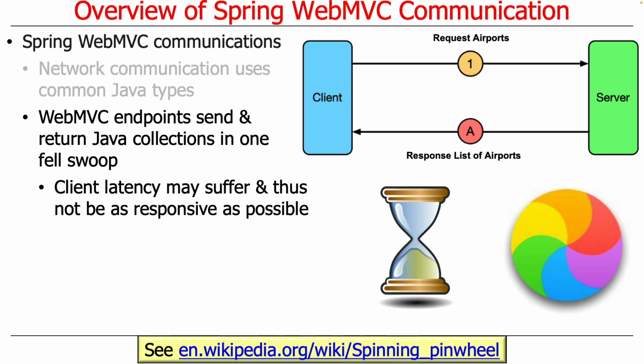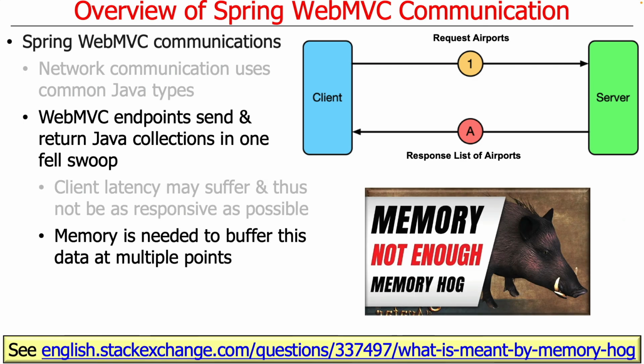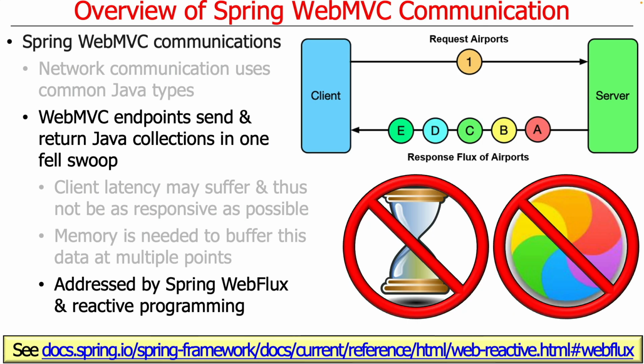The downside with this approach, however, even though it's easy to program, is that client latency may suffer a bit because we have to return this in one fell swoop. And so the client has to wait for the server to collect all the information in that list and send it back. Moreover, memory will be needed to store the entire list on the server, in the intermediate buffers, and then back on the client. So especially if you have a large list, you may end up taking a large amount of memory, which could be a problem.